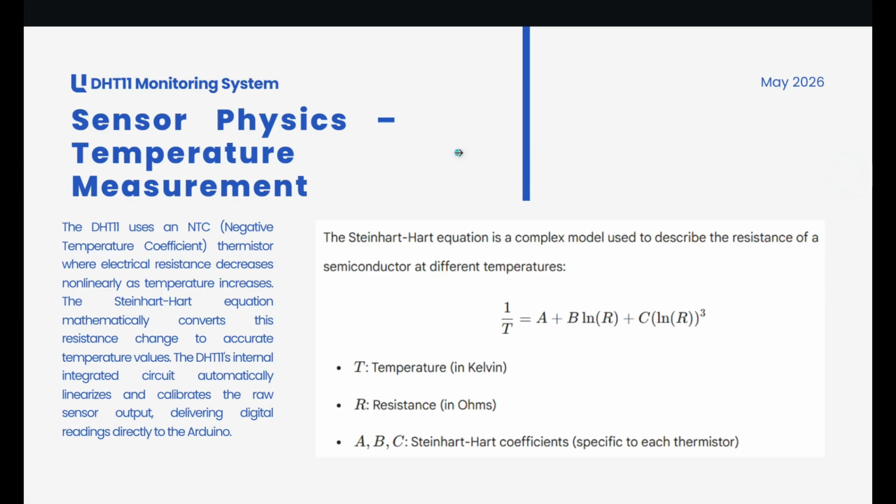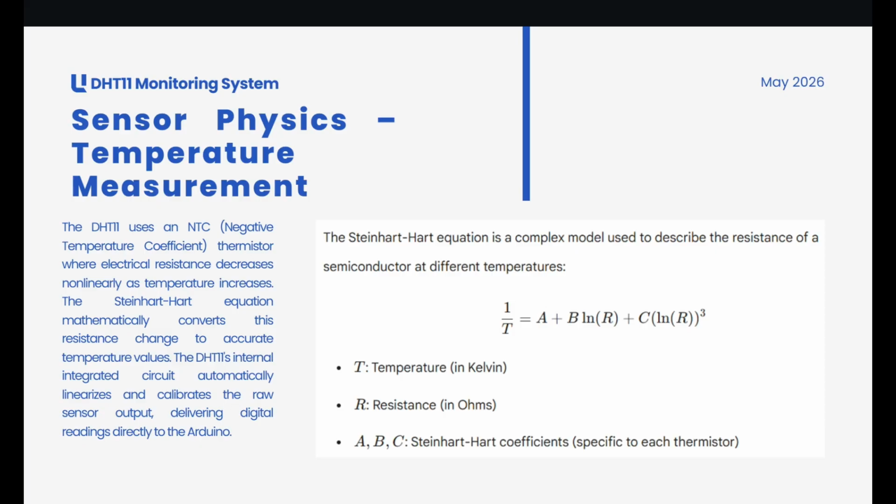Sensor physics and temperature measurement. DHT11 uses a negative temperature coefficient thermistor where electrical resistance decreases non-linearly as temperature increases. The Steinhart-Hart equation mathematically converts the resistance change to accurate temperature values. The DHT11's internal integrated circuit automatically linearizes and calibrates the raw sensor output, delivering digital readings directly to the Arduino.